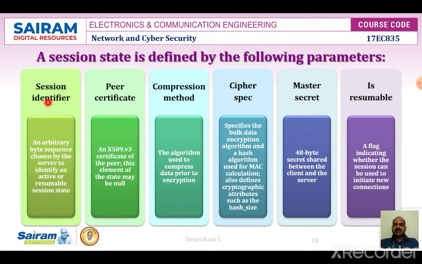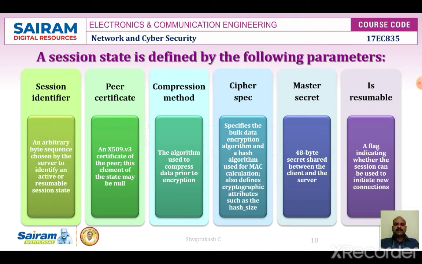A session identifier is an arbitrary byte sequence chosen by the server to identify an active or resumable session state. Second, peer certificate. A peer certificate is an X509 version 3 certificate of the peer. This element of the state may be null. Third, compression method. This describes the algorithm used to compress data prior to encryption.